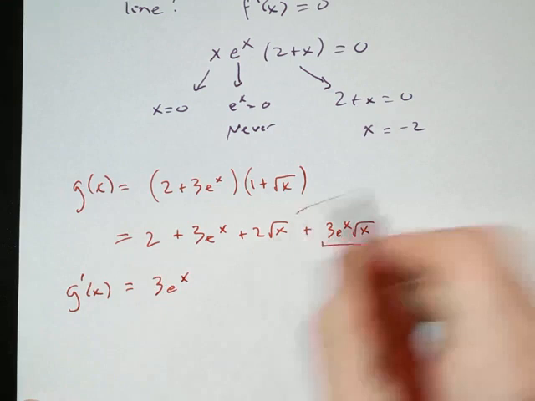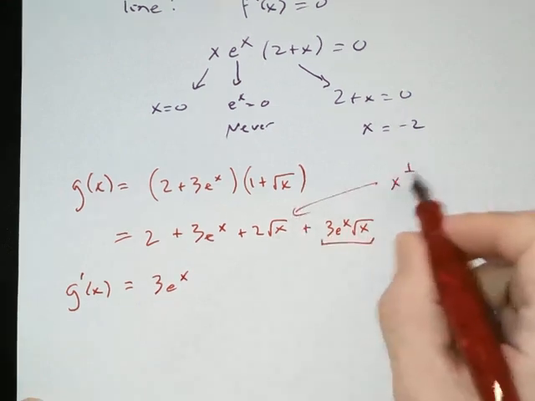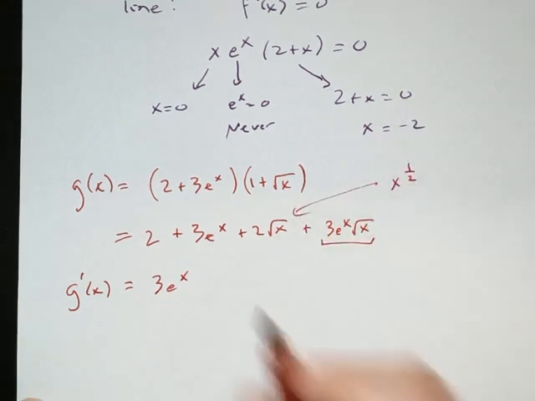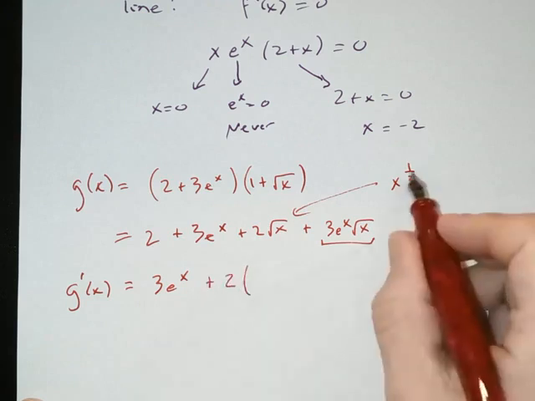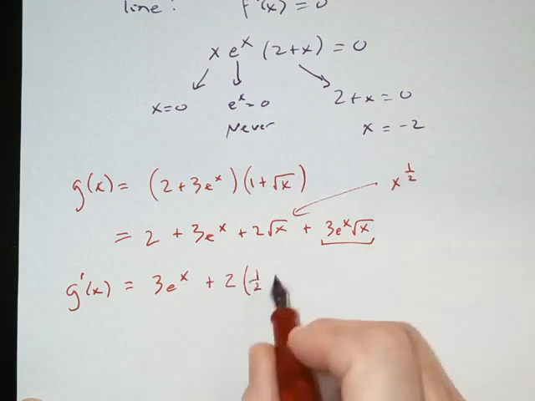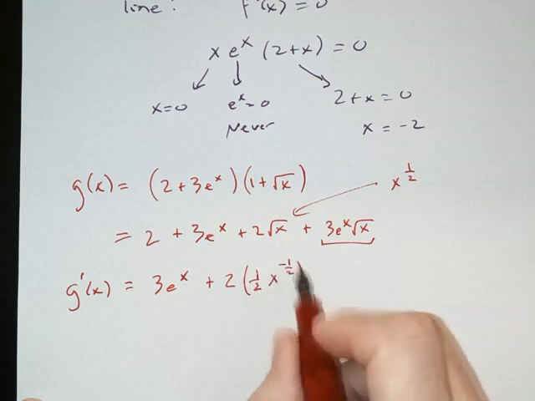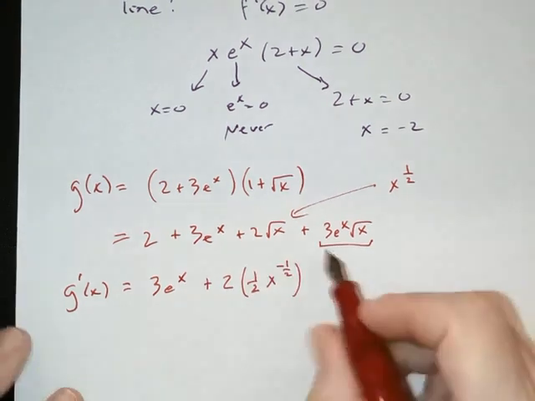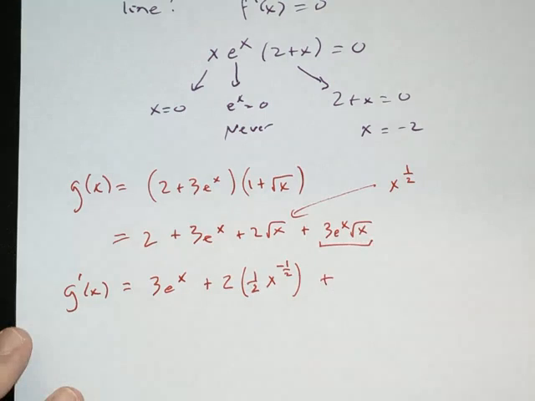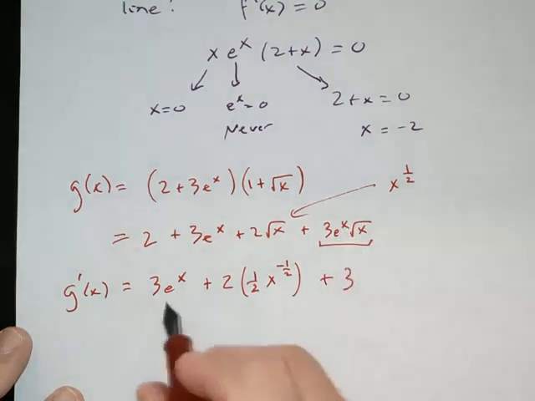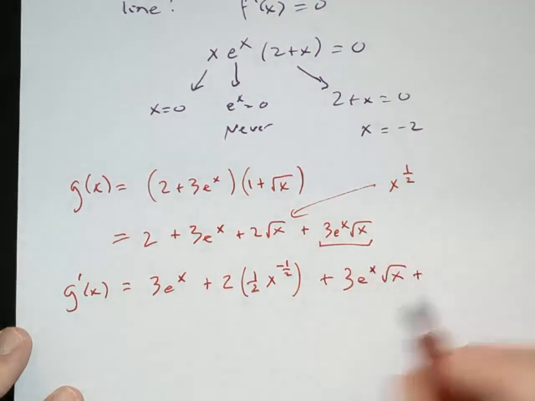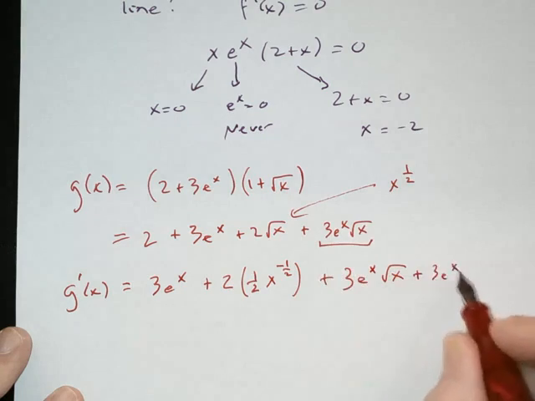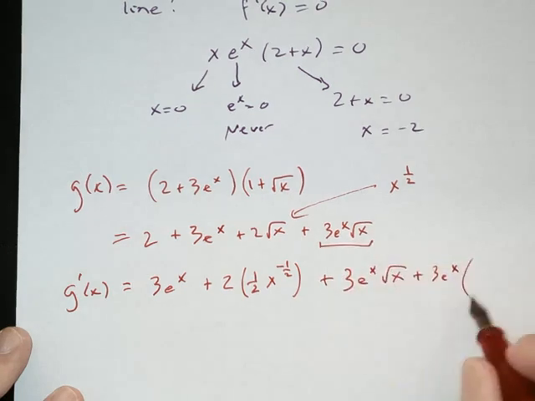Wait a minute, square roots. Square roots are x to the 1/2. So 2 square root x is 2 times, bring the 1/2 down, x to the -1/2. And here's where I need the product rule. 3 e to the x, the derivative is 3 e to the x, leave the square root alone. Then leave the 3 e to the x alone and do the derivative of the square root.